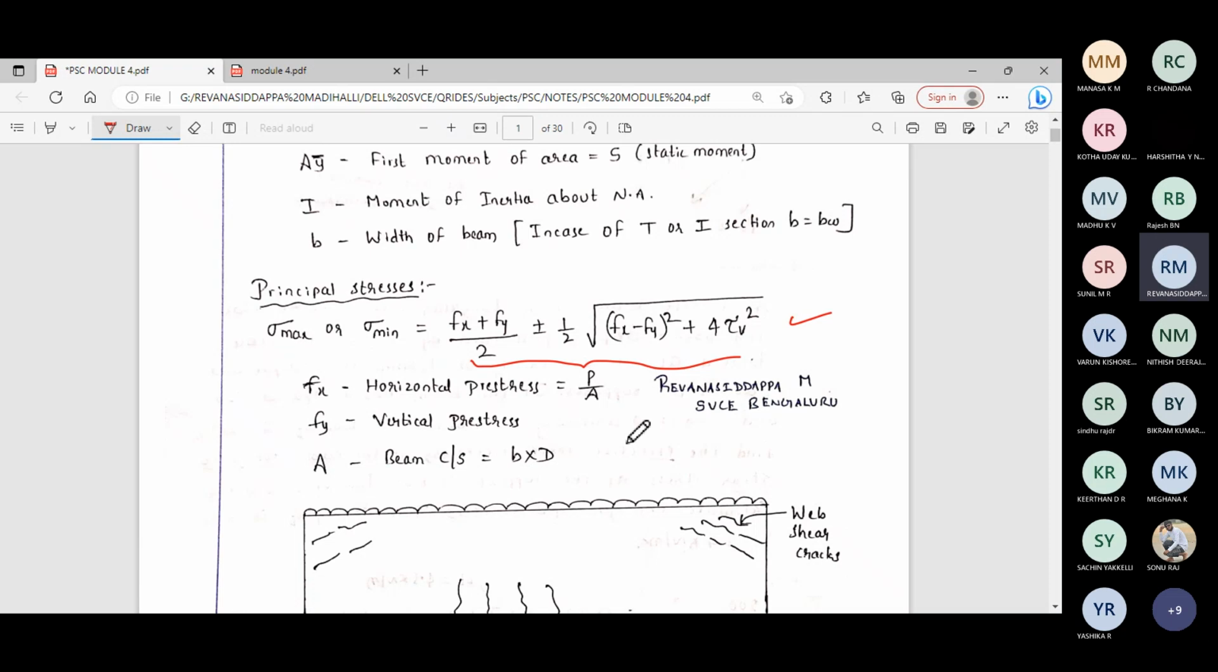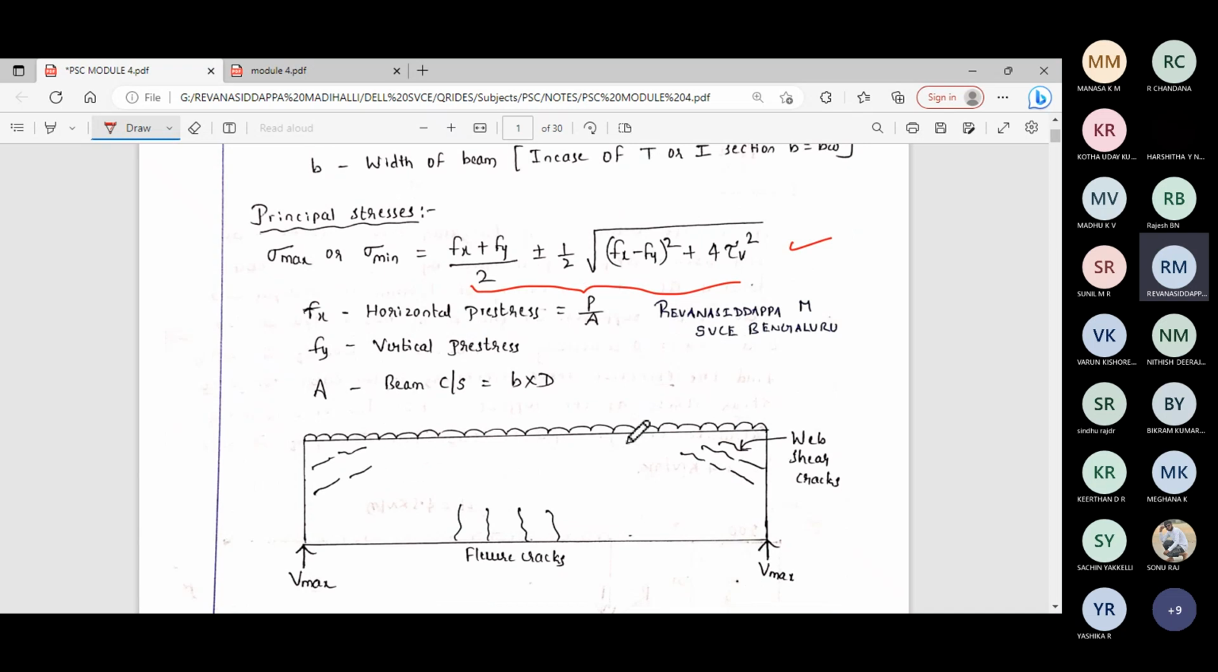Sometimes pre-stressing will be done for a beam in the vertical direction also. Till now we have seen pre-stressing in the horizontal direction. If required, pre-stressing is also done in the vertical direction, meaning the pre-stressing wires will be provided in the vertical direction also. And here is the cross section of the beam.